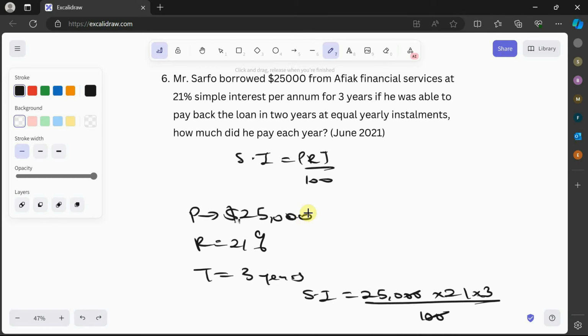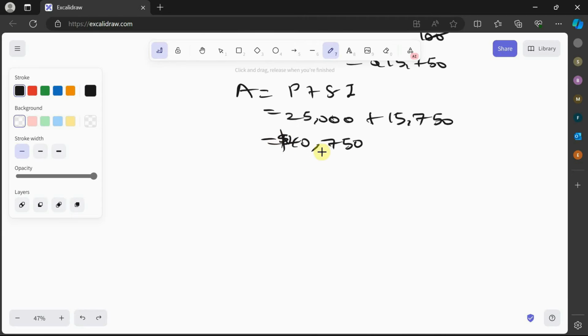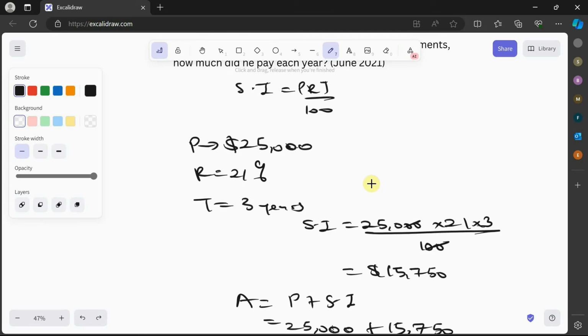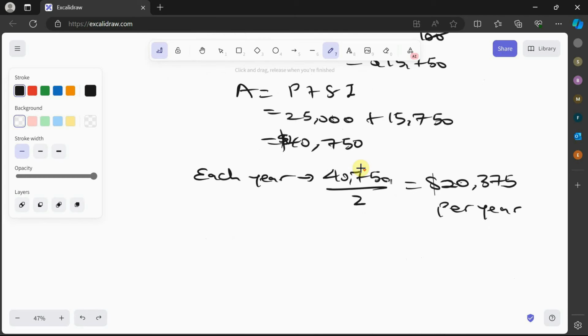But he now said that he was able to pay back the loan in 2 years at equal yearly installments. How much did he pay for each year? So if he was able to pay all of this back in 2 years, for each year he must have paid back 40,750 divided by 2. So that means that he paid $20,375 for each of the years. So he paid $20,375 per year for the 2 years. So let's see if our answer is correct.